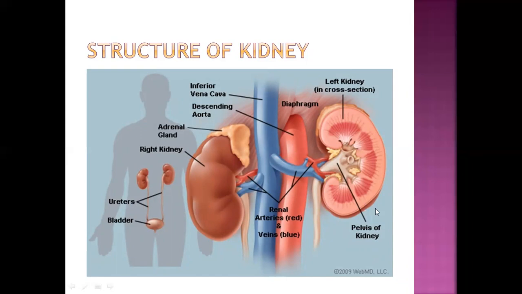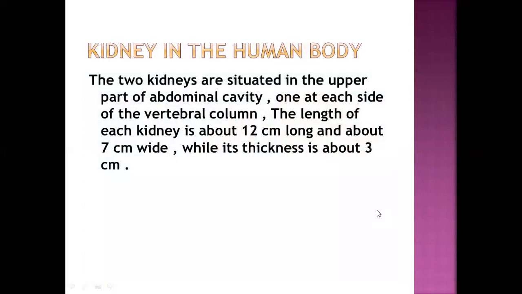Okay. After that, the kidney in the human body. What is the structure? What is the size? There are two kidneys situated in the upper part of the abdominal cavity, below the diaphragm, one on each side of the vertebral column. The length of each kidney is about 12 centimeters and about 7 centimeters wide, while its thickness is about 3 centimeters.